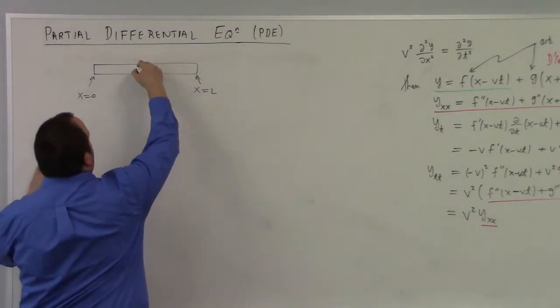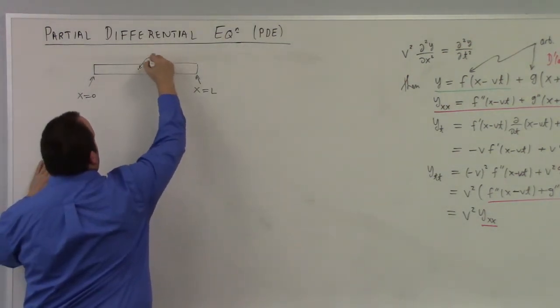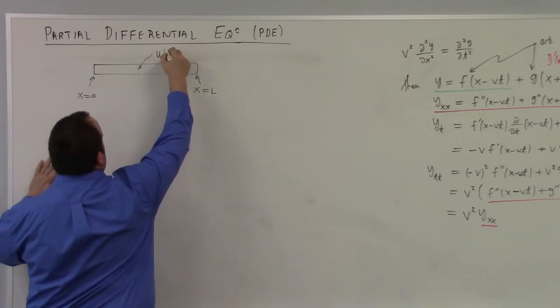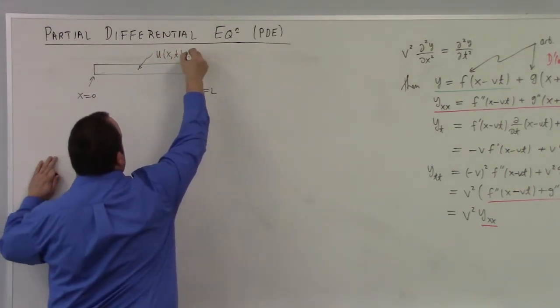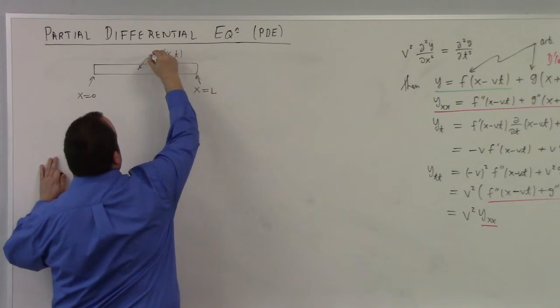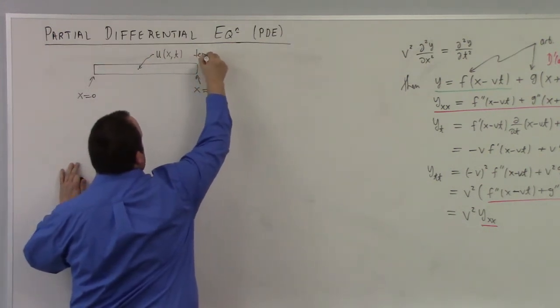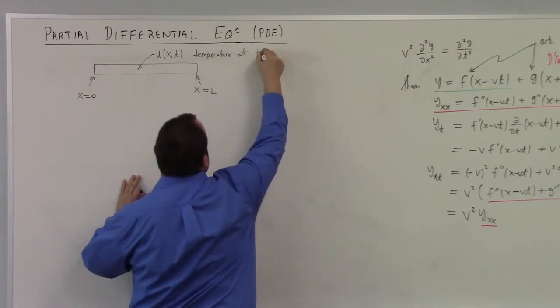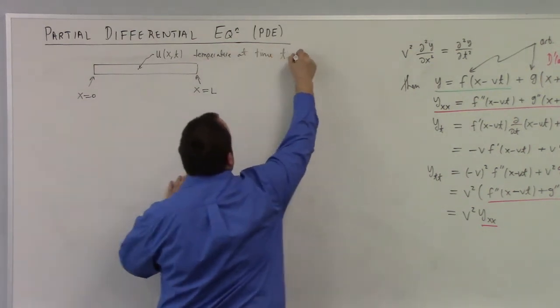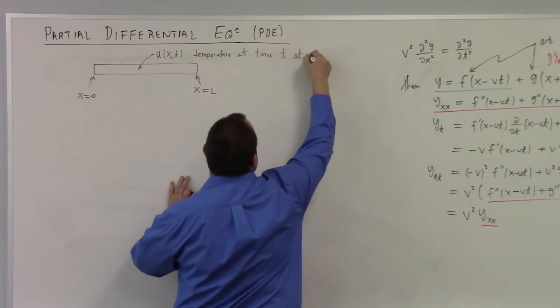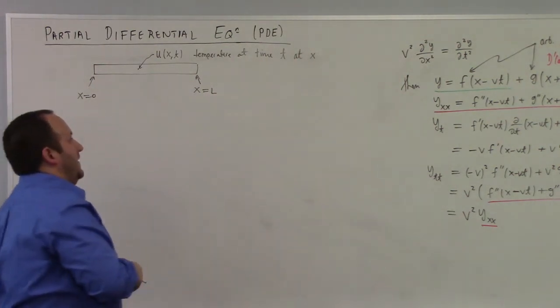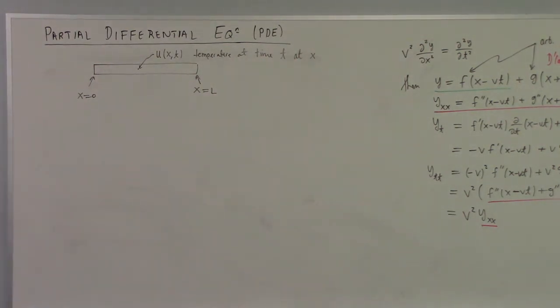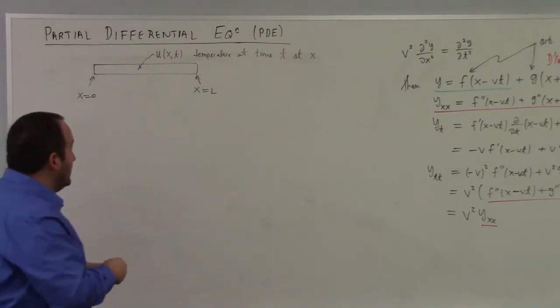And you take a particular point, and you can study u of x comma t. This would be the temperature at time t at x, right? And then you study, if you have an initial given temperature distribution on the rod, how does it cool? So that's what the heat equation describes.